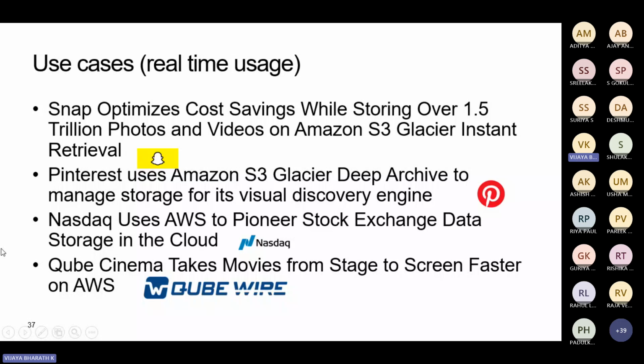Next is Nasdaq, which uses AWS S3 for their stock exchange storage. Next is Cube Cinemas. Cube Cinemas also takes movies from stage to screen faster on AWS.